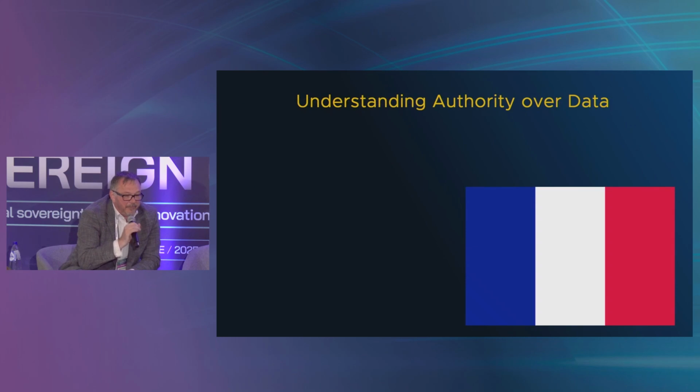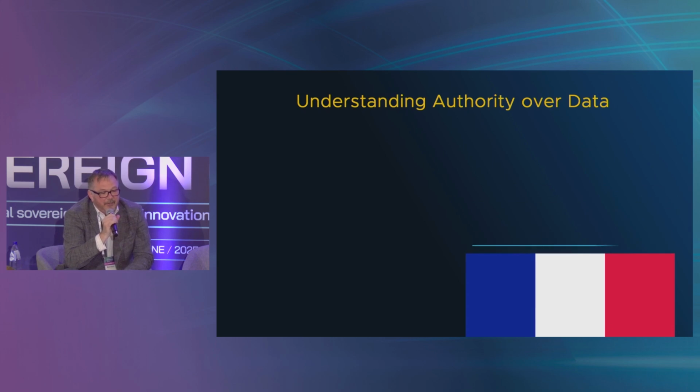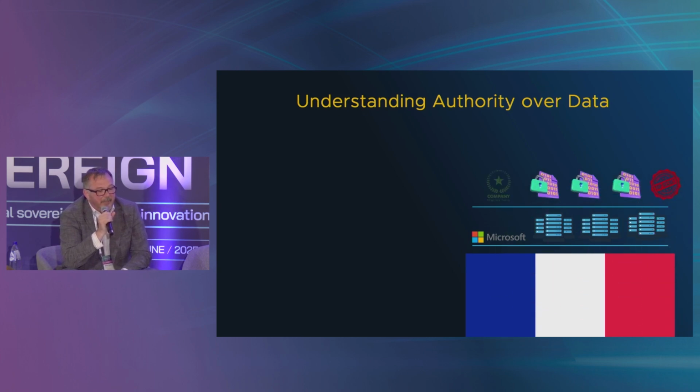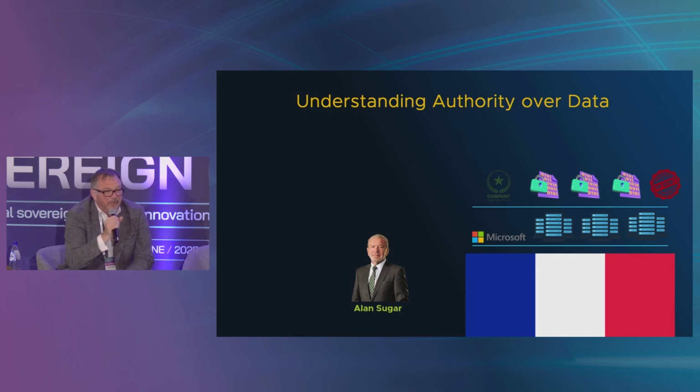So to give you an example, imagine we're in France for a moment, okay? And in France, Microsoft come along and they build us a really nice new data center, multiple availability zones. And then we come along and we put our data in that data center, okay? Now, we've got Alan Sugar here. That's the owner of the data.